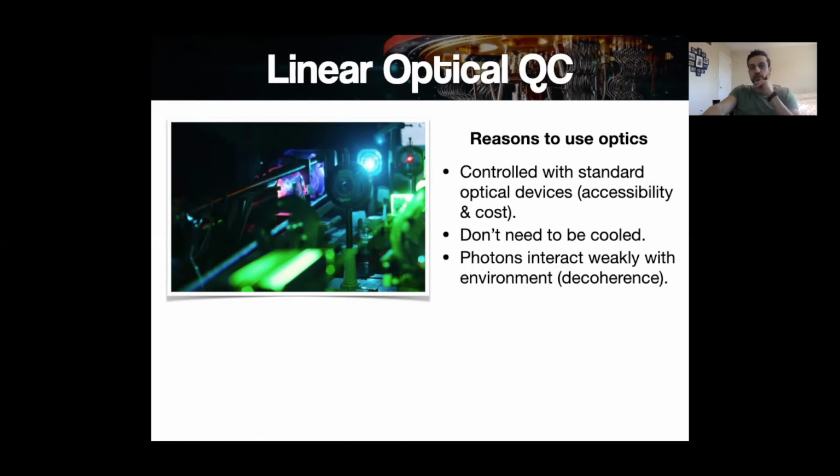And then lastly, photons interact weakly with their environment. So since they don't interact, they're not going to bleed as much quantum information to their environment. So the decoherence times are much longer.